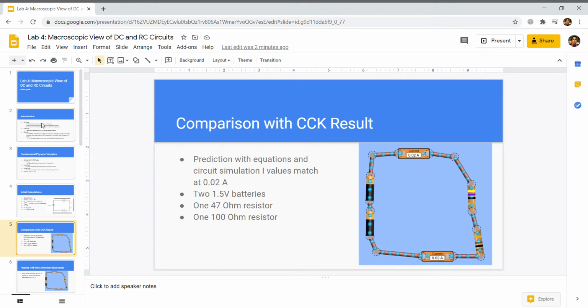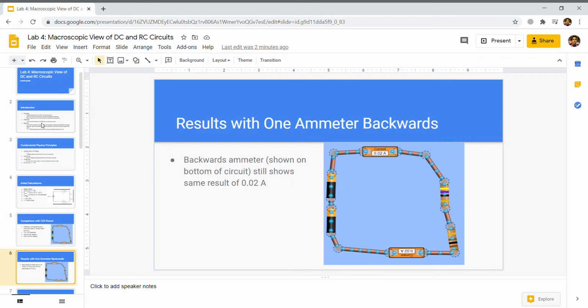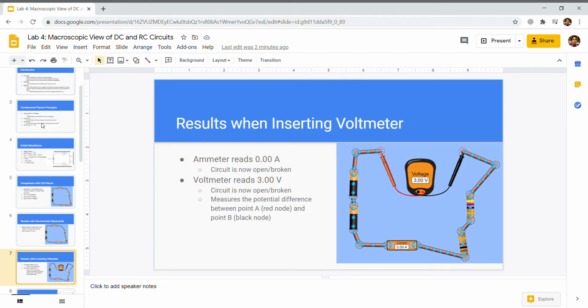We also used the two 1.5 volt batteries as shown on the left, and one 47 and one 100 ohm resistor. The results are still the same when using a backwards ammeter. It still shows the same result of 0.02. When inserting a voltmeter, the ammeter is going to read 0.00 amps because the circuit is now open or broken, and the voltmeter is going to read 3 volts, measuring the potential difference between point A, the red node, and point B, the black node.